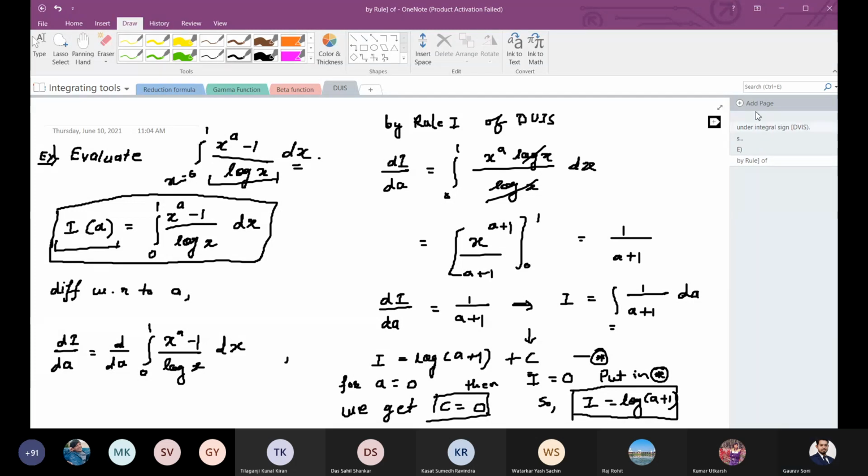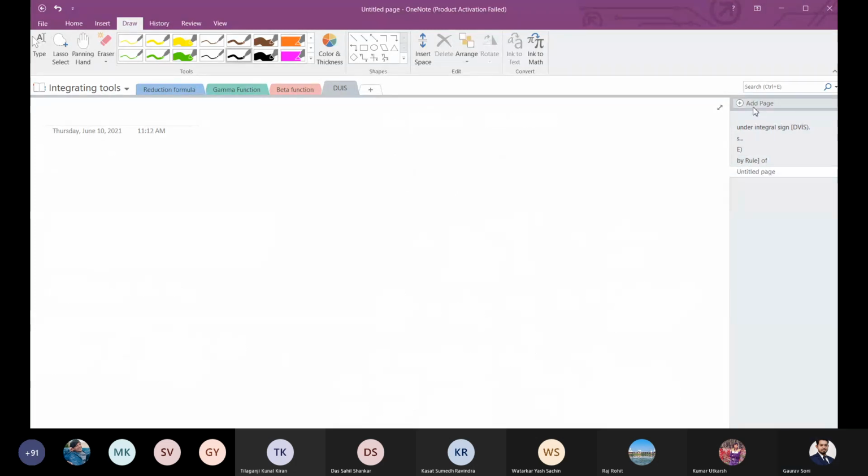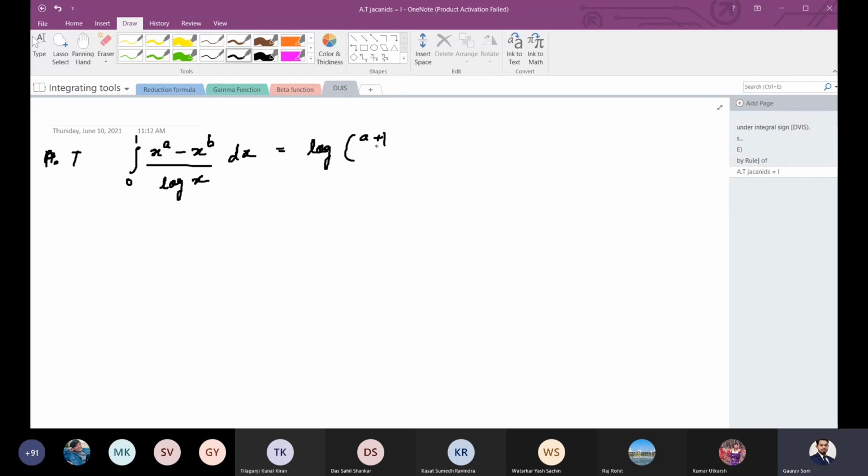Next example. Prove that integration 0 to 1 of x raised to a minus x raised to b upon log x dx is equal to log of a plus 1 upon b plus 1. It is given that a, b are greater than 0.